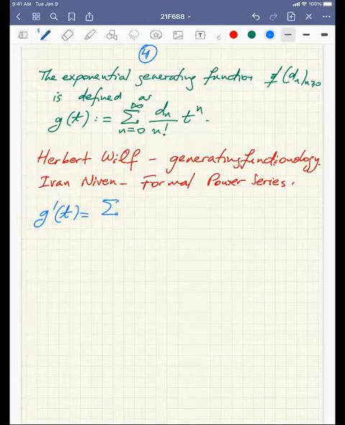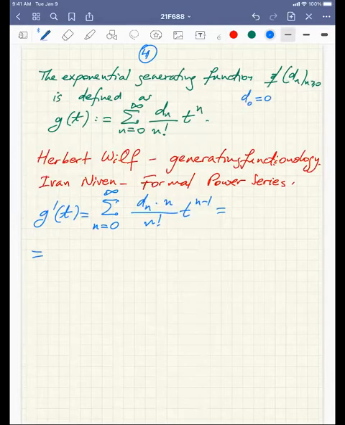Well, it's the sum of the derivatives of each term. So it's going to be a summation from n equals 0 to infinity of d_n over n factorial. Well, let's just do the derivative directly. So we're going to have d_n n over n factorial t^(n-1). Now, to make our life easier, let's look a little bit more carefully at the range of summation that we have here. In our sequence, d_0 is 0 and d_1 is 0.